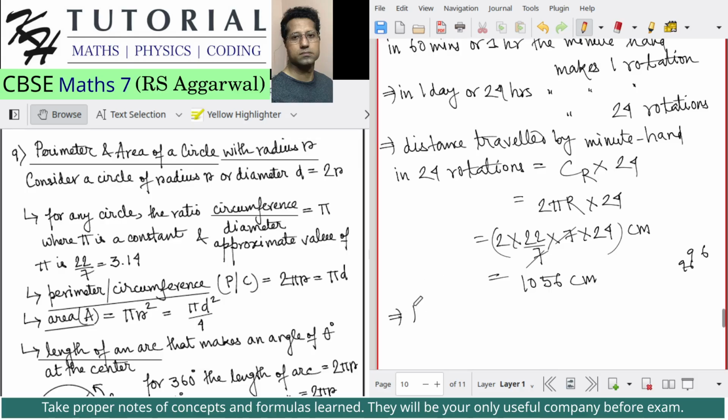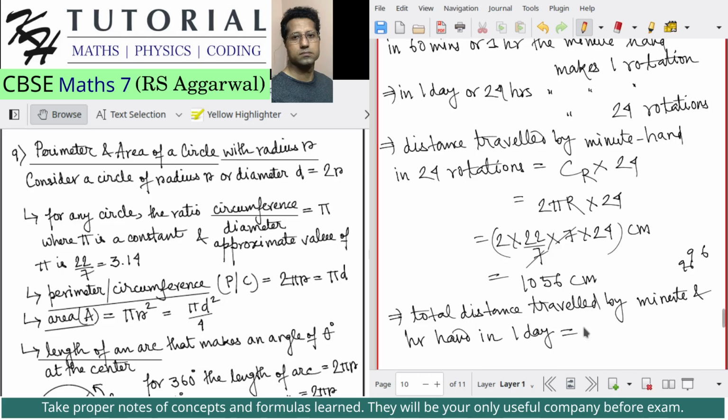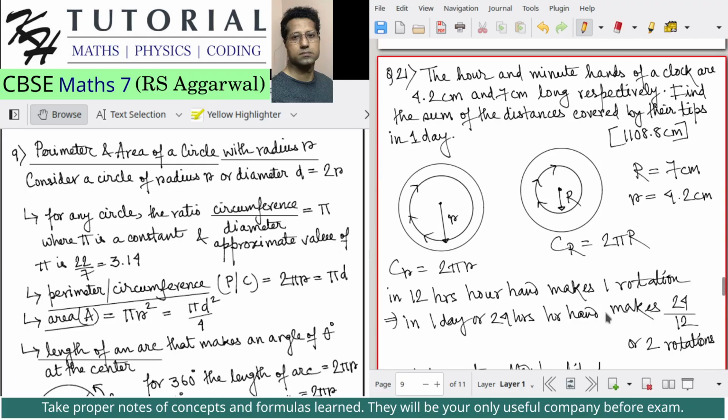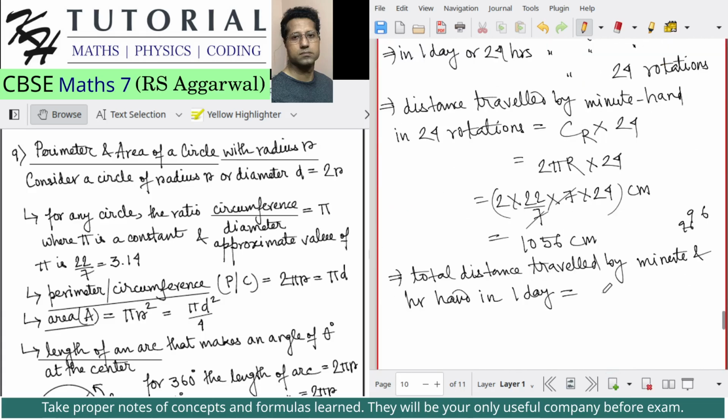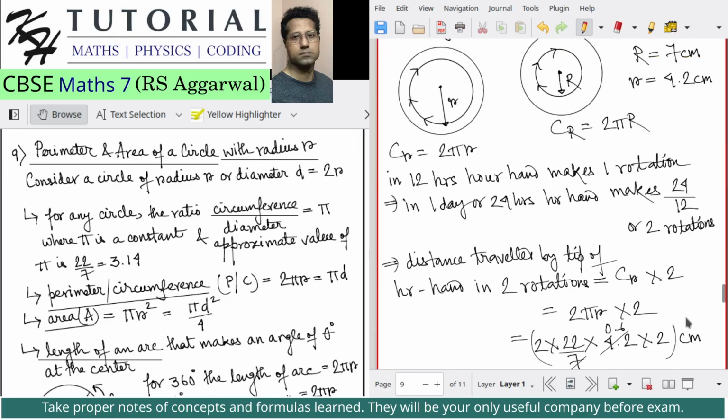Okay, so this implies the total distance traveled by the minute and hour hand in one day is equal to 52.8 plus 1056, this much centimeter, and this is equal to 1108.8 centimeter.